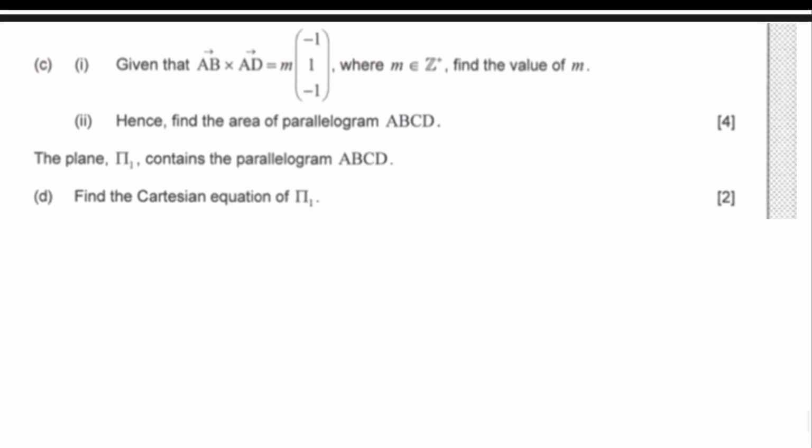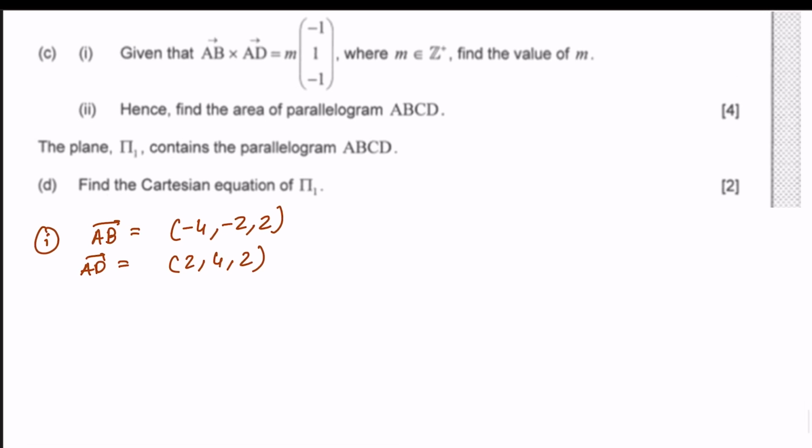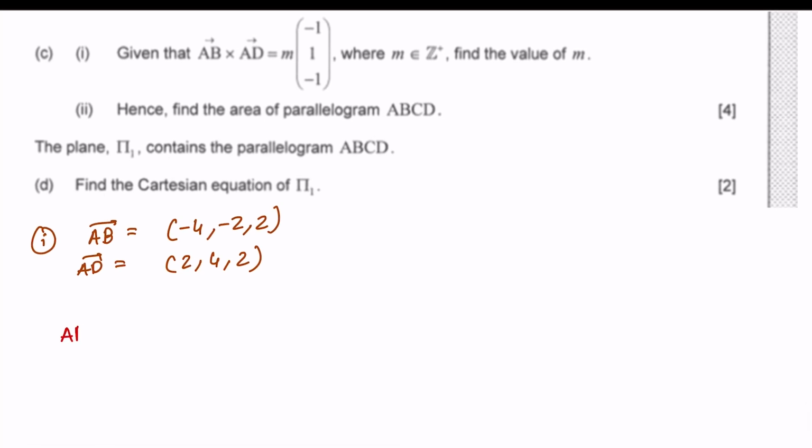Now, AB cross AD gives you M times minus 1, 1, and minus 1 again. So we have to find the value of M. Okay. So AB vector would be minus 4i minus 2j plus 2k. And AD vector, when you find it, you get it as 2, 4, and 2. D minus A and B minus A will give me these two vectors. You just have to find the cross product.